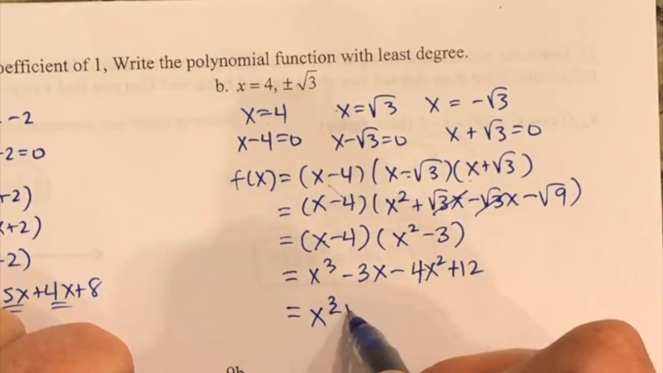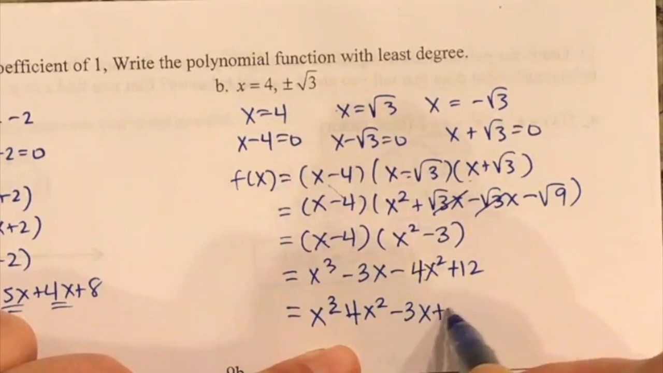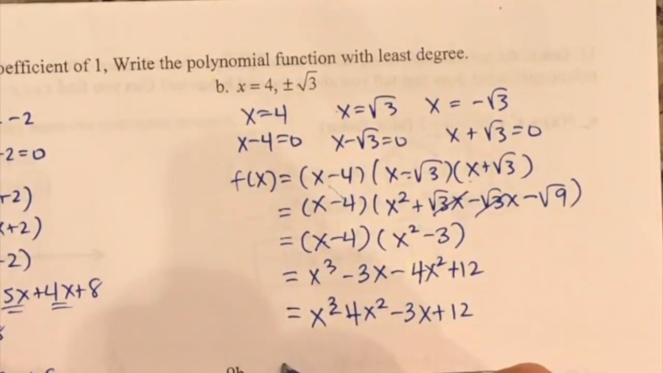I'm just putting things in descending order. That's like having good grammar, math grammar. It's x cubed minus 4x squared minus 3x plus 12.